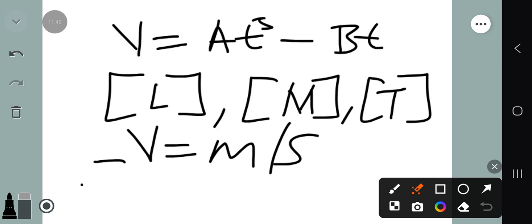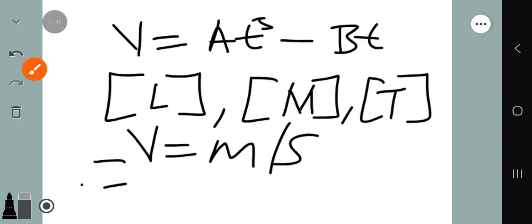There is another thing that they defined here. They defined T. What did they say T is? T is time. So what is the dimension of time?